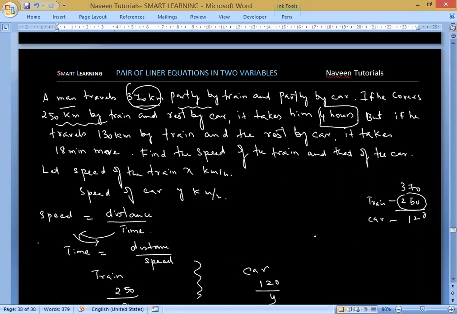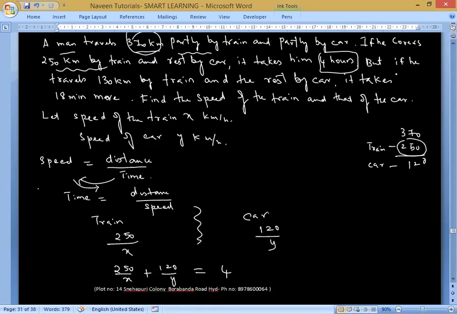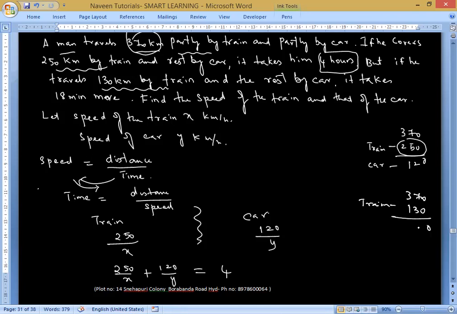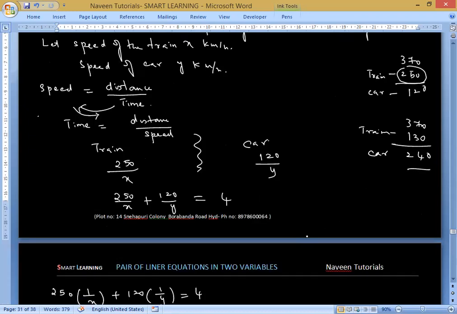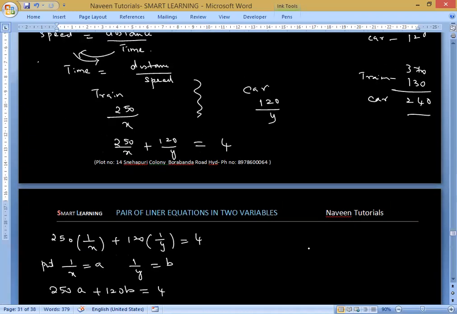But if he travels 130 kilometers by train, means 370 minus the train distance, how much distance is traveled in the train? 130. Then 7 minus 3 is 4, 3 minus 1 is 2. So he is traveling 130 kilometers by train and 240 kilometers by car. Then we'll write the same steps again.